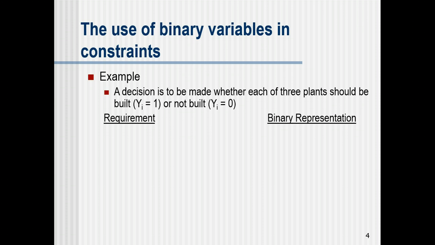Because they're binary, MD plus FD plus CH less than or equal to 2. Because if they're all on, 1, 1, 1, we do them all. 3 is not less than or equal to 2. Violates.